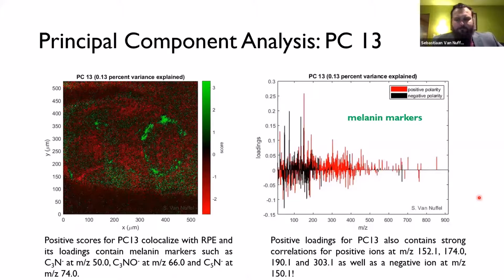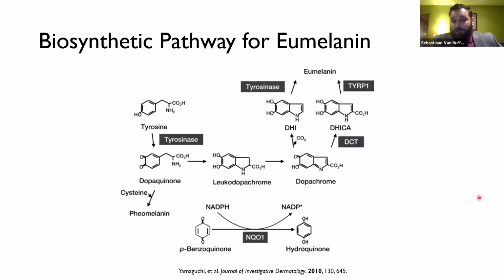So it got us thinking, where exactly do these ions come from? Because it has to be something that you can only find in the retinal pigment epithelium. And it got us thinking, it probably has something to do with melanin. So we had a look at the biosynthetic pathway for eumelanin. And out of all these different molecules, this guy stood out, leucodopachrome.